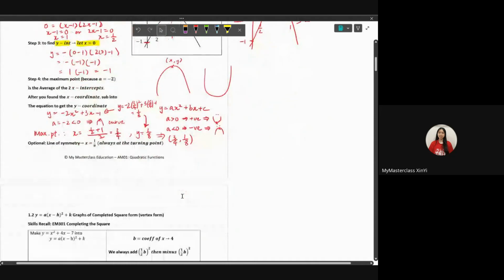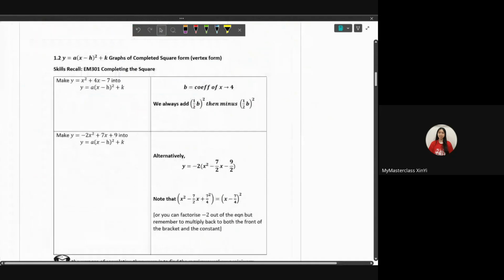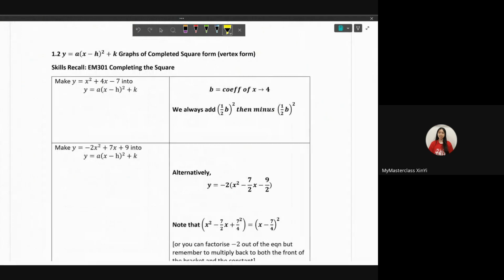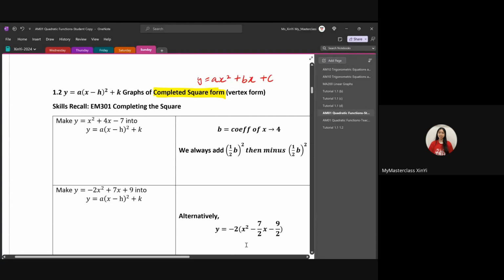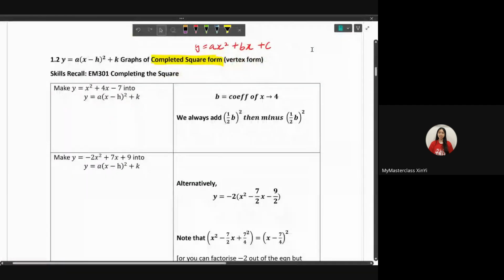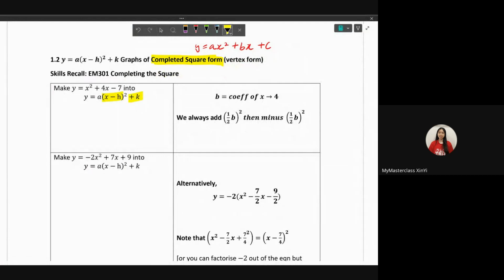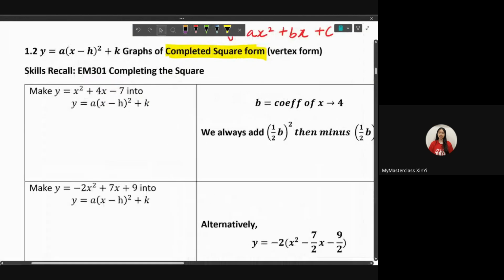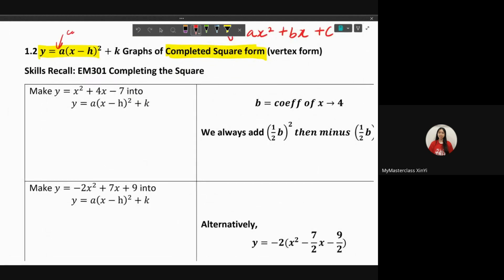Now this is the main part of A math, which is the completing the square form. Just now that was your factorized form, right? Your general quadratic equation can also be written in the completing the square form. Basically, you want a perfect square form plus some constant. Let's see an example. Your completing the square form will take this form. Your a over here refers to the coefficient of your original x squared in your general form.